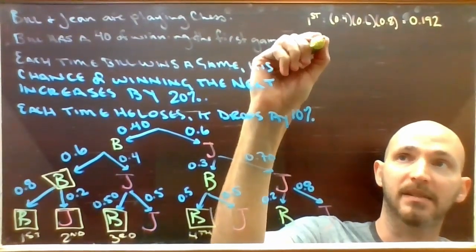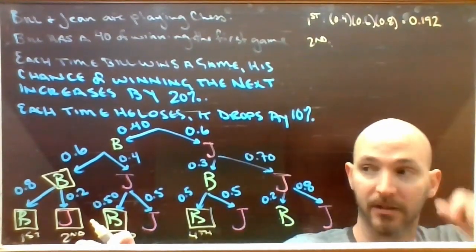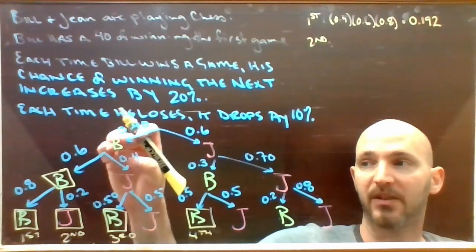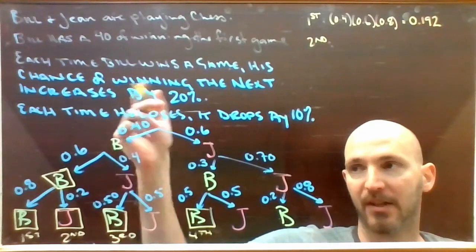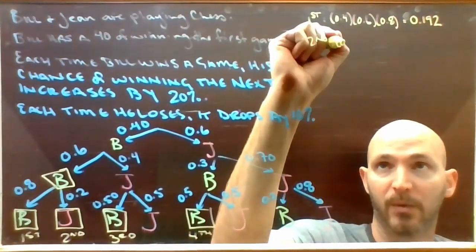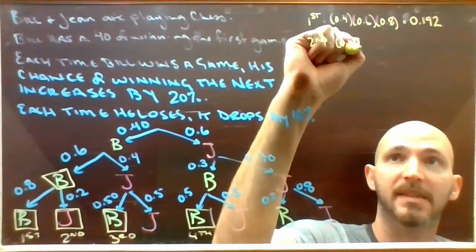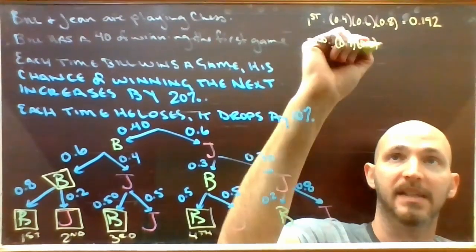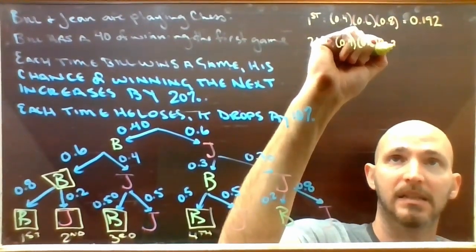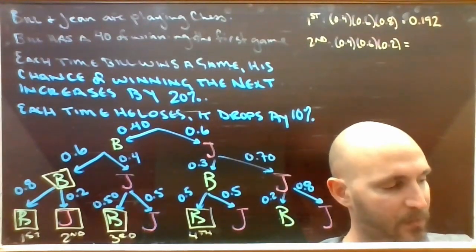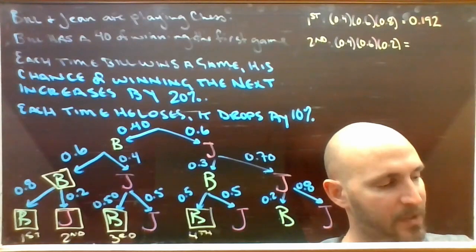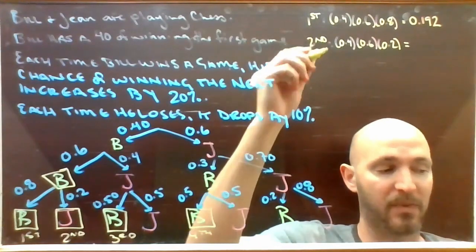The second place where Bill wins the tournament, here Bill had to win and then lose. So he had to have won the first one with a 40% chance, won the second one with a 60% chance, but then lost the final one with a 20% chance. And 0.4 times 0.6 times 0.2 gives us 0.048.